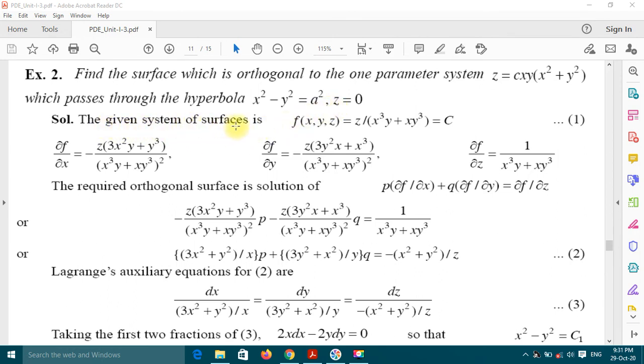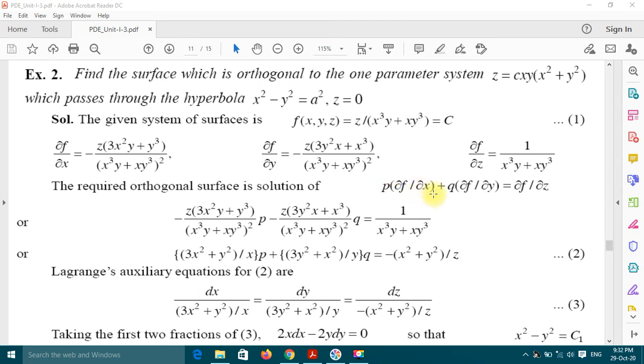The given system of surfaces is f(x, y, z). We assume the equation of the given system of surfaces to be f, a function of x, y and z, so z upon (x³y + xy³) = c. Now first we find the direction ratios of the given system of surfaces, means ∂f/∂x, ∂f/∂y and ∂f/∂z. We differentiate equation number 1 with respect to x, y, z partially. Then we get the direction ratios of the given system of surfaces.